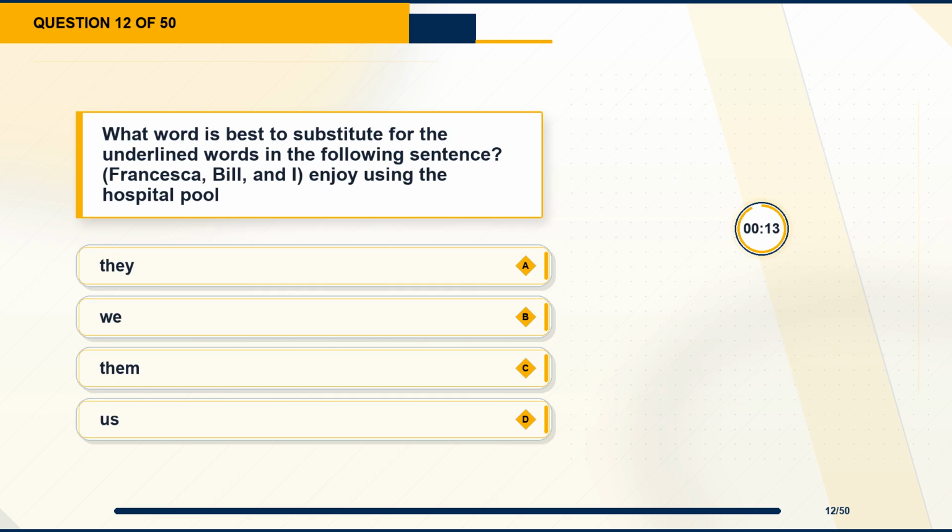Question 12. What word is best to substitute for the underlined words in the following sentence? Francesca, Bill, and I enjoy using the hospital pool. Option A, they. Option B, we. Option C, them. Option D, us.